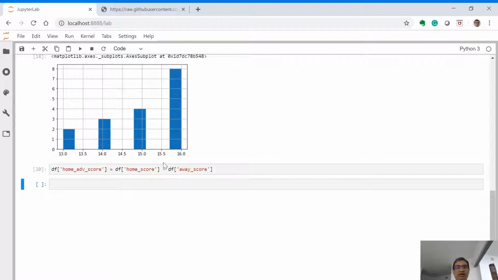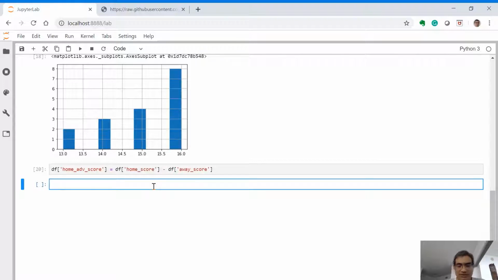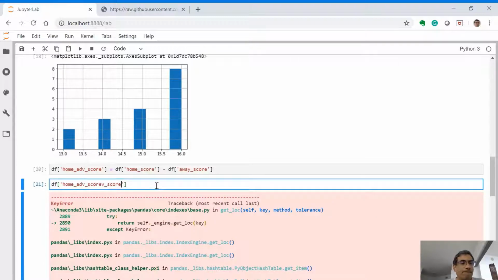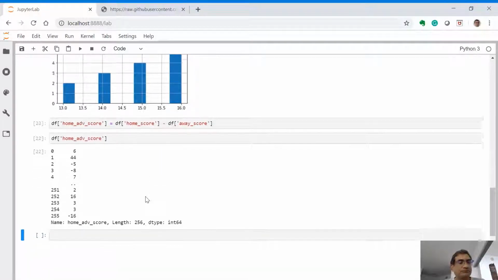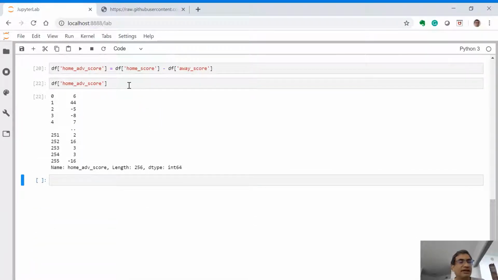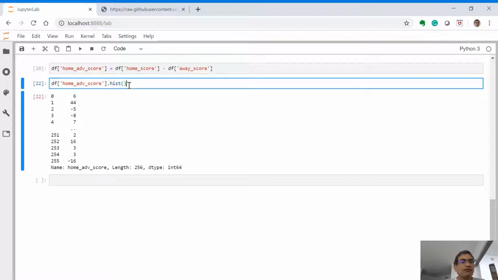Now again, remember what we are doing: home team minus away team. If this is a positive number, that means the home team scored more and the home team won. If this is a negative number, that means the home team scored less and the away team won. So now that I have this new column, let's look at what the column looks like. Okay, this is what my column looks like, and then I can see how it's distributed. For that we'll show a histogram.